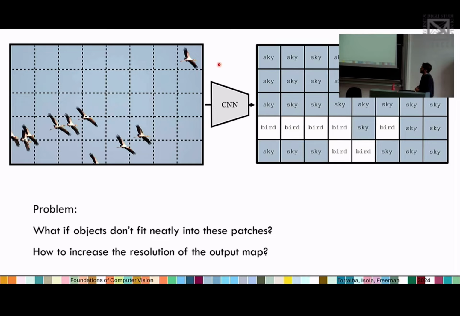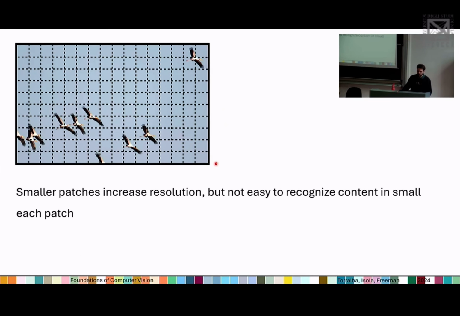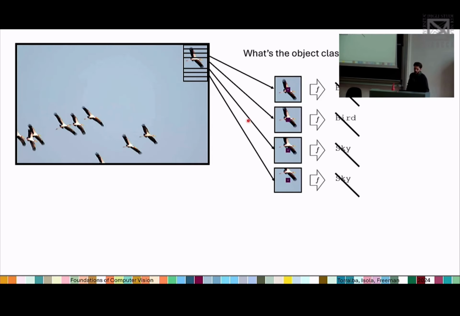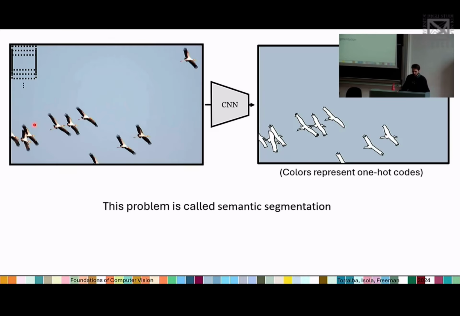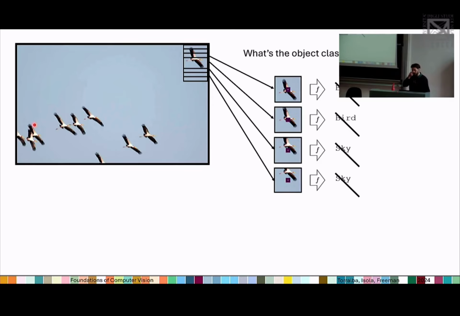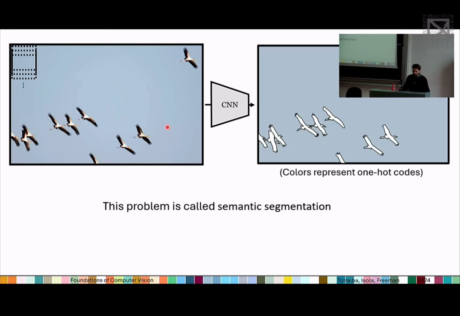The question is, what happens if the objects don't fit neatly into these patches, and how can we increase the resolution of the output? If you increase the number of patches, it's not easy to recognize the content in each small patch. So we will use overlapping patches and maybe just try to classify the center of each patch. And we get to the semantic segmentation that we've seen before.